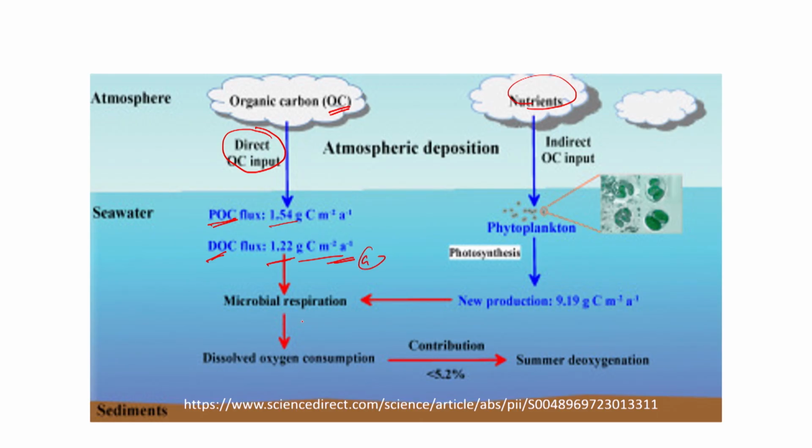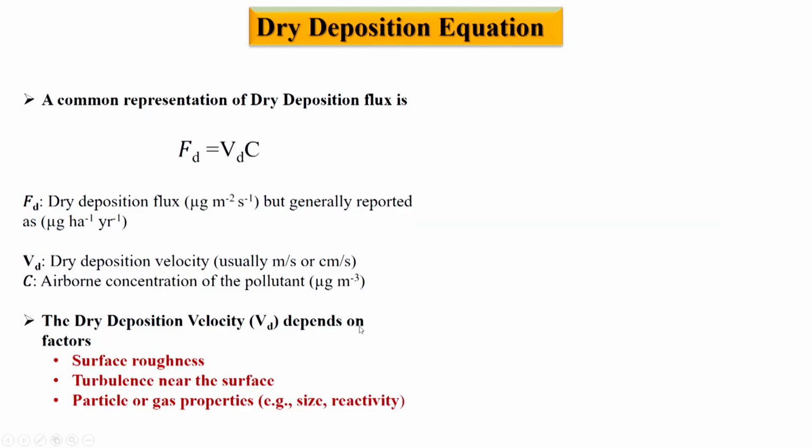And then nutrient deposition and indirect organic inputs can boost phytoplankton growth through photosynthesis. By increasing photosynthesis you can have new production, which will again affect the marine ecosystems.